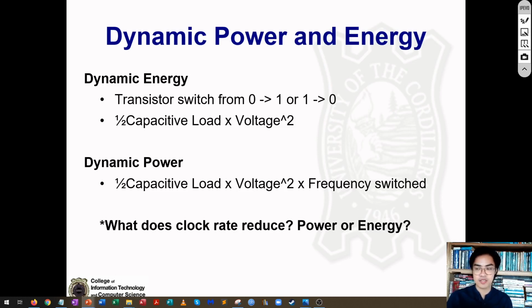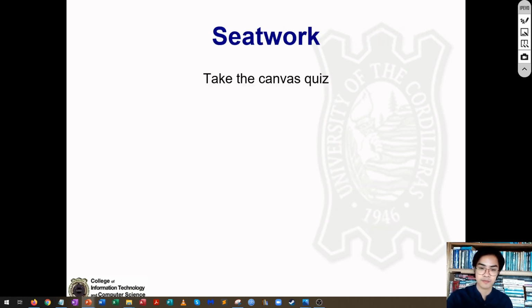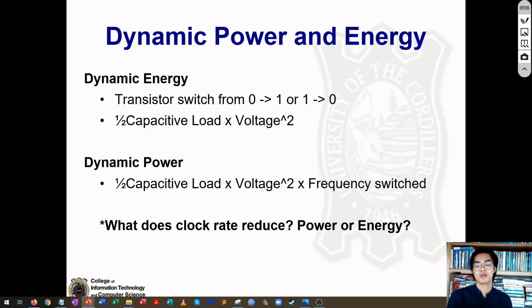Which means to say that you can have different clock rates at any given time, depending on the dynamic changes in your CPU execution, depending on the tasks or instructions that you feed into the CPU. So yeah, that ends unit 1 and 2.